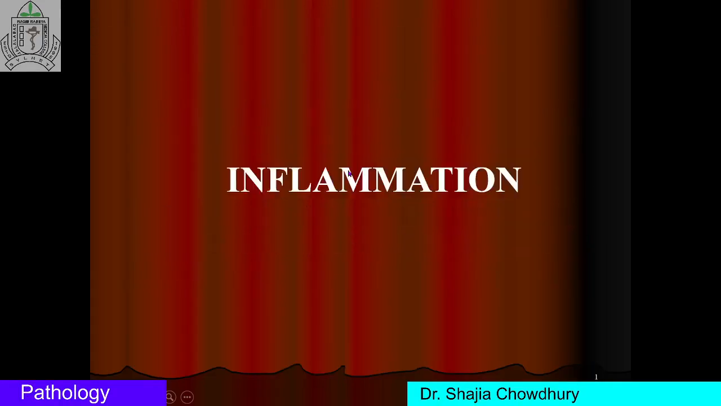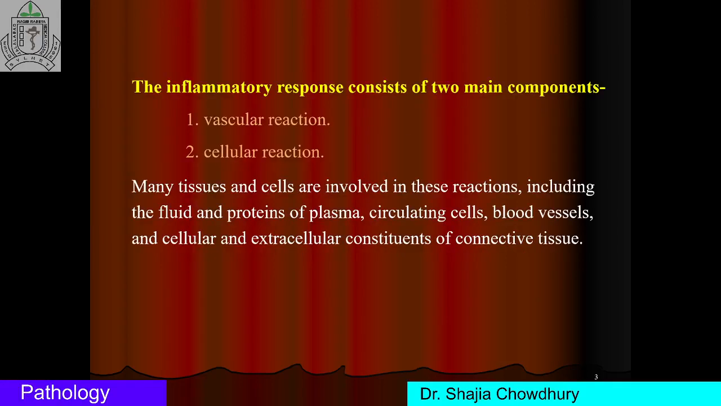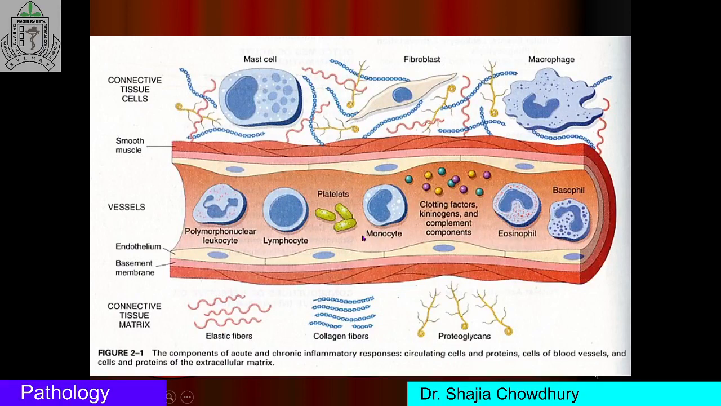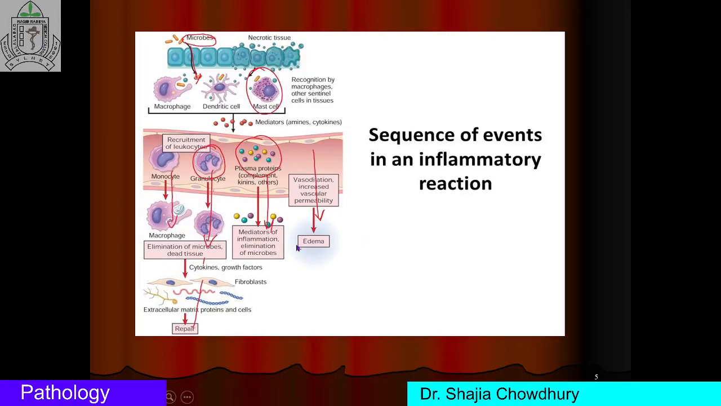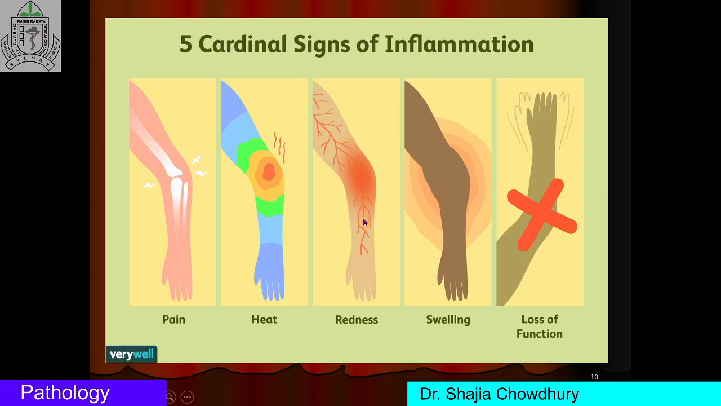First, we learned the inflammation definition. Define inflammation: it is a response of vascularized tissue to infections and damaged tissue that brings cells and molecules of host defense from the circulation to the sites where they are needed in order to eliminate the offending agents. There are two responses, vascular response and cellular response, which are the components of acute inflammation, the sequence of the inflammatory reaction, and the journey of neutrophils from the blood vessel to the site of injury. And these are the cardinal signs of acute inflammation: rubor, tumor, calor, dolor, and loss of function.